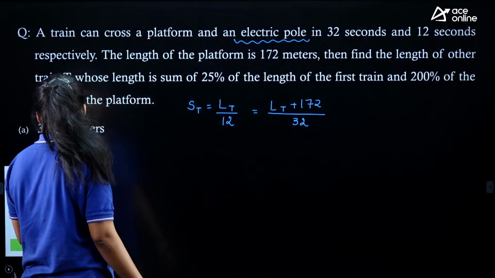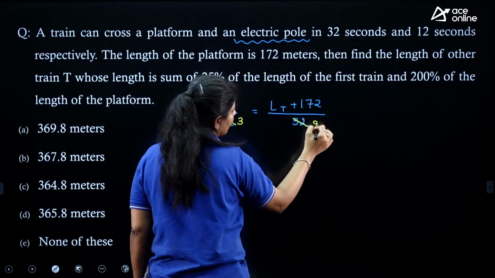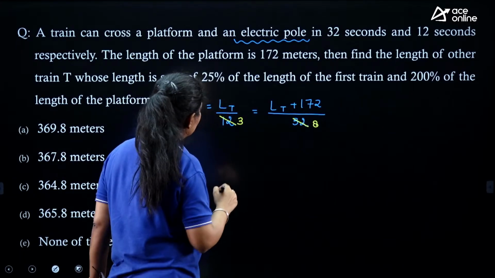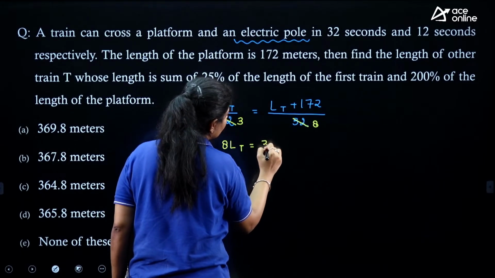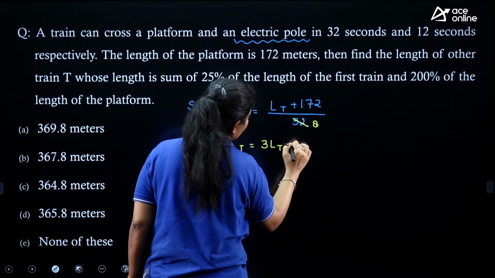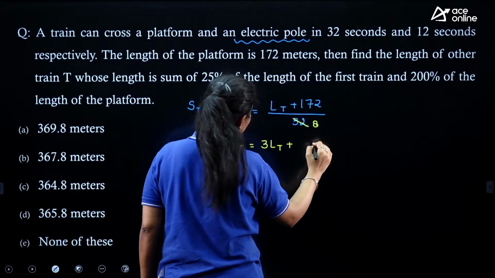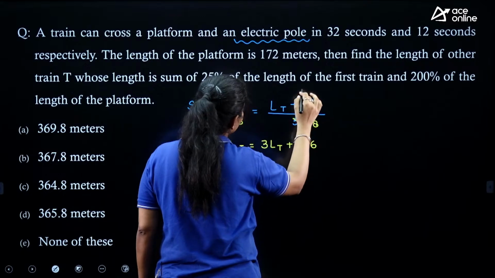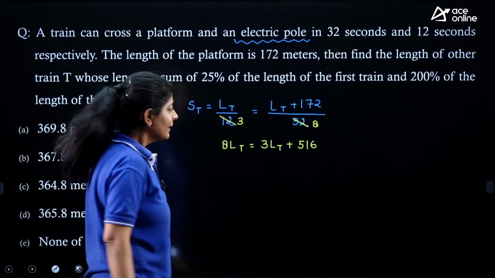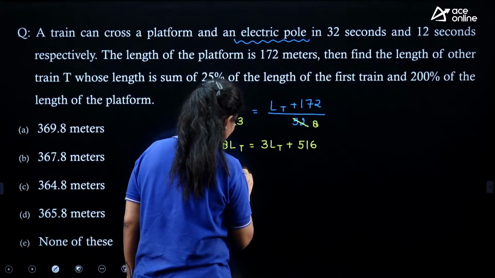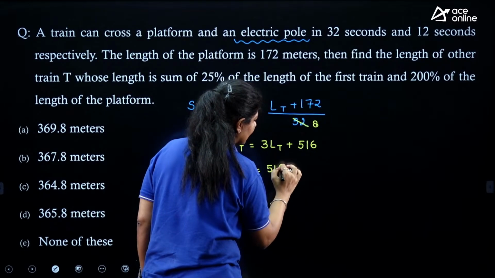Now, can we reduce it? Yes. Here we can write 3, here we can write 8, right? Now, 8 LT is equal to 3 LT plus, here we need to multiply. Here we are getting 6, 1 and the 2 carry forward, and 5, 1, 6, right? Now what are we getting? We are getting 5 LT. 5 LT is nothing but 516, right?